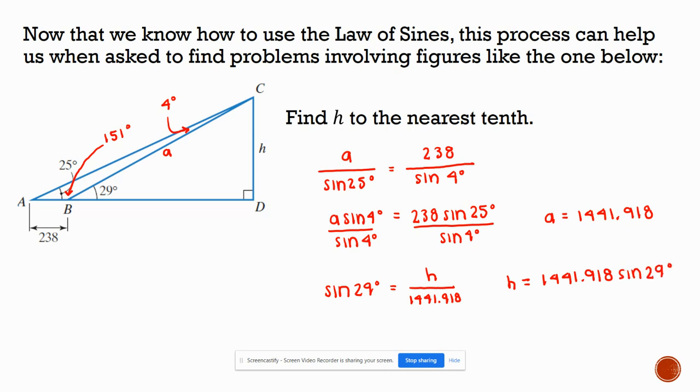And so then, once again, we can carefully type all of that into our calculator. And now this time we can round to the nearest 10th, so to 1 decimal place. And that ends up being 699.1. And that is my answer.